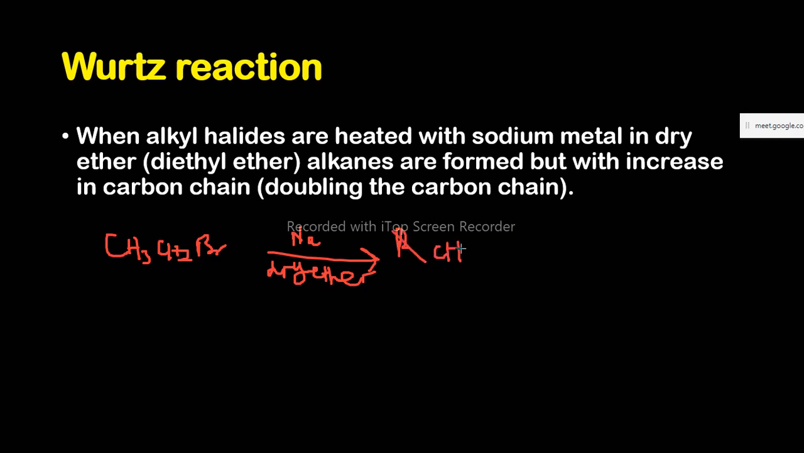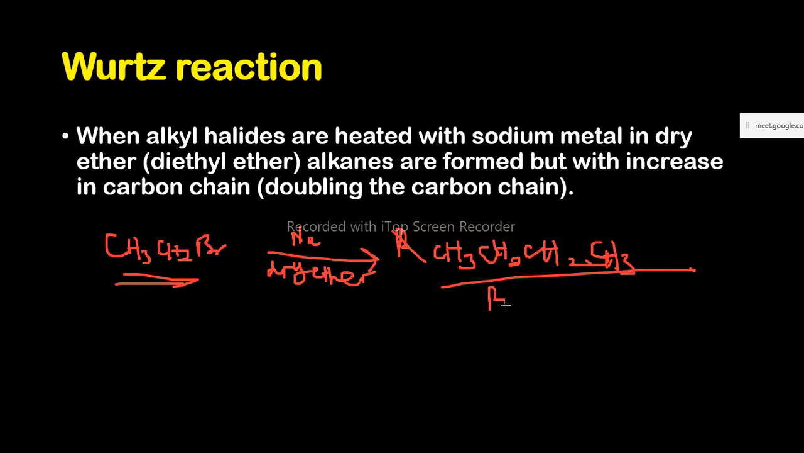CH3CH2CH2CH3, it is doubling in the carbon chain, and this one is butane. If you want, you can say n-butane.